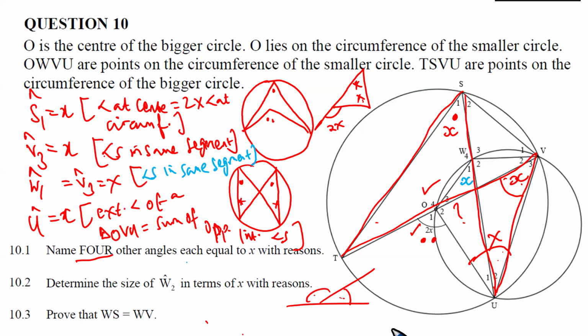So we found four angles now, each equal to x. The next question is: determine the size of the angle W2 in terms of x with reasons. Right, so what do you think? Think about it. You have 5 minutes. W2 in terms of x.